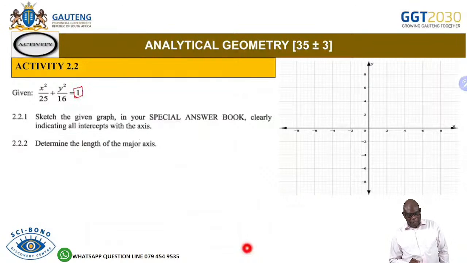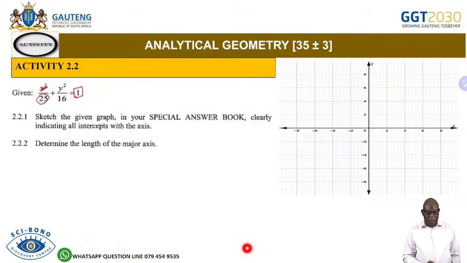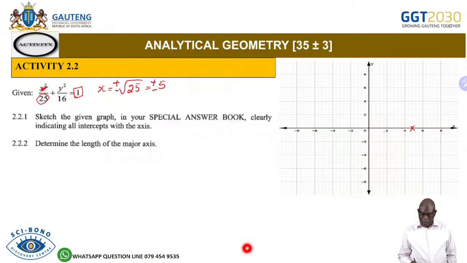How do I get my x-intercept? Do you remember what we said we do? If I need the x-intercept and I've got x squared, what do I do? I take the 25 and take the square root of 25, and the square root of 25 is 5. I go to my graph, I locate 5 on the x. Remember, square root is plus or minus, so I'll have plus or minus 5. So I've got a plus 5 and the minus 5 will be somewhere there. I put my crosses there.